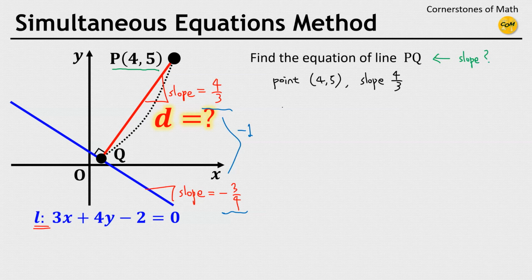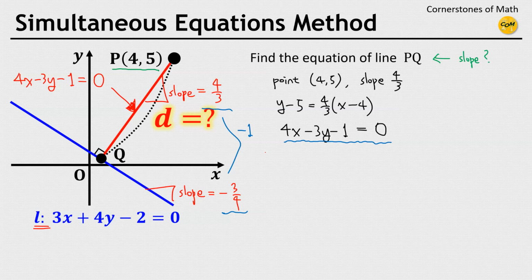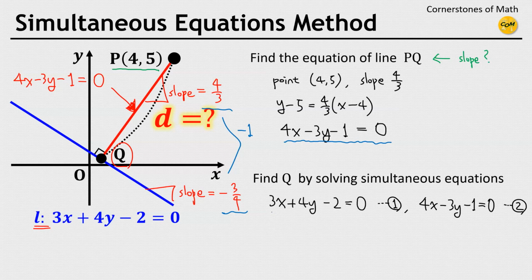So by using point (4, 5) and slope 4 over 3, the equation of line PQ is y minus 5 equals 4 over 3 times x minus 4, which rearranges to 4x minus 3y minus 1 equals 0. So now that we found the equation of line PQ, it is time to solve the simultaneous equations and find the coordinates of intersection point Q. We have to use this equation and solve for x and y.